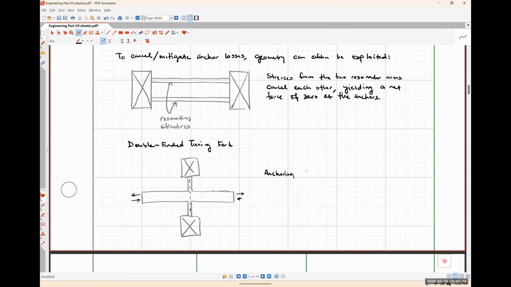So anchoring at the nodal point of the resonator, where no net stress is exerted on the anchor, yields extremely high quality factors as well. That looks like a Q, not a G.